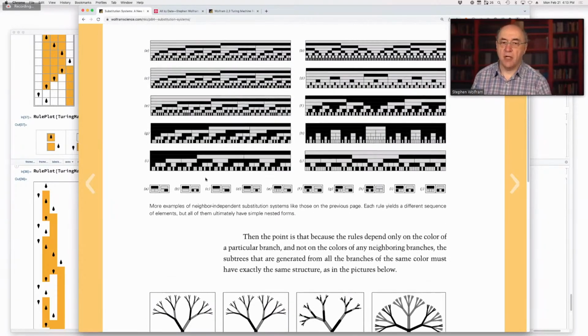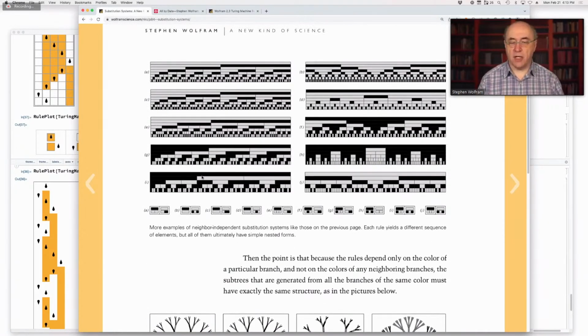Substitution systems, unlike many of the other systems in the NKS book and in the computational universe, are amenable to extensive mathematical analysis. And over the course of multiple hundreds of years, many things have been done about what amount to these neighbor-independent substitution systems. Why do I call them neighbor-independent? The reason is that every time you have one of the cells here, whether it's black or white determines how it subdivides. You don't need to know anything about its neighbors.